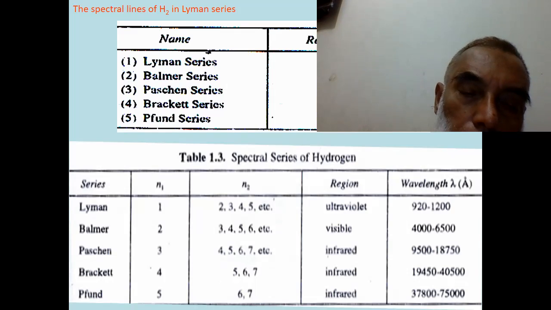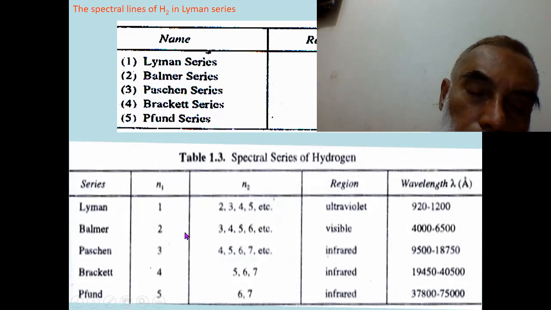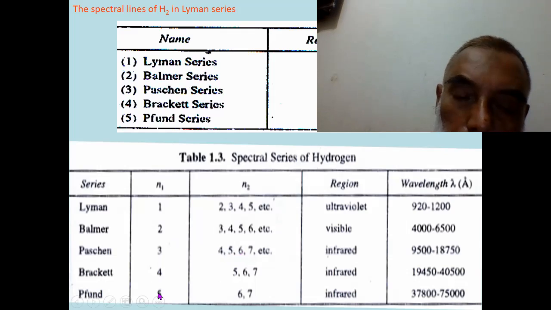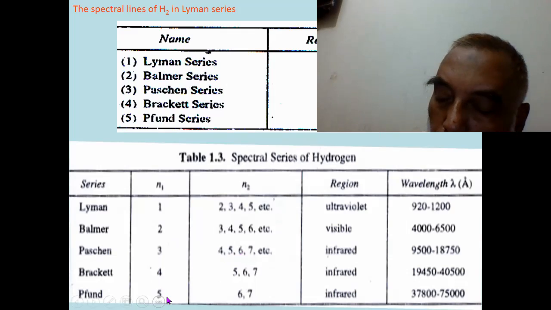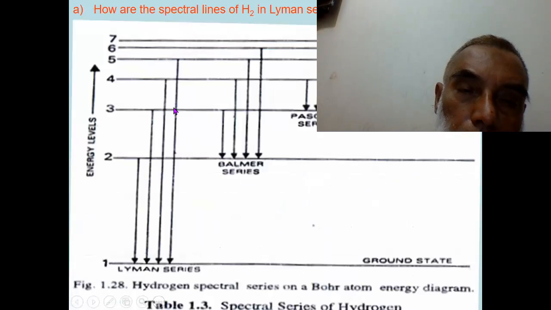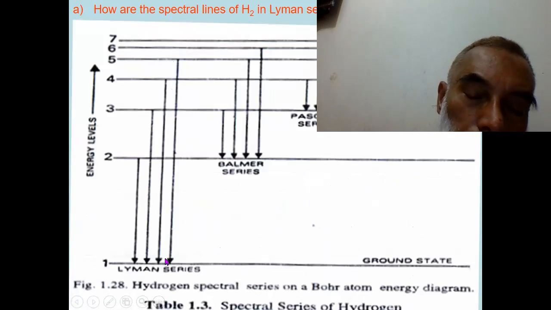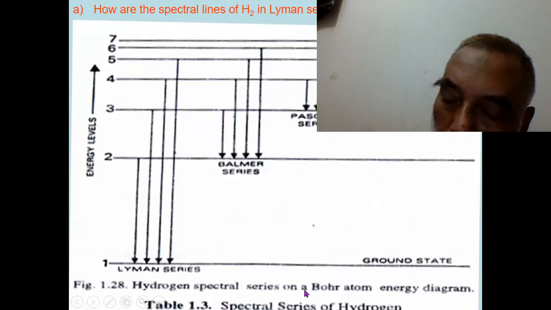In the case of the Lyman series, electrons from all the upper states come down to the first energy level. In the Balmer series, electrons from the upper energy states come to the second energy level. In the Paschen series, electrons from the upper states come down to the third energy state. In the Brackett series, it comes down to the fourth energy state. In the Pfund series, it comes down to the fifth energy state. As shown here, it comes down to the first energy state, the second, the third, and the fourth energy state.